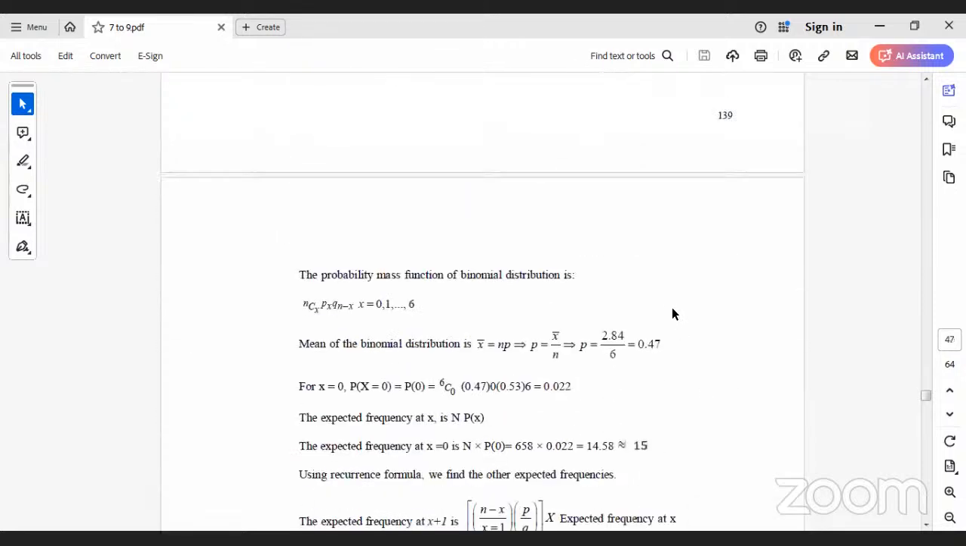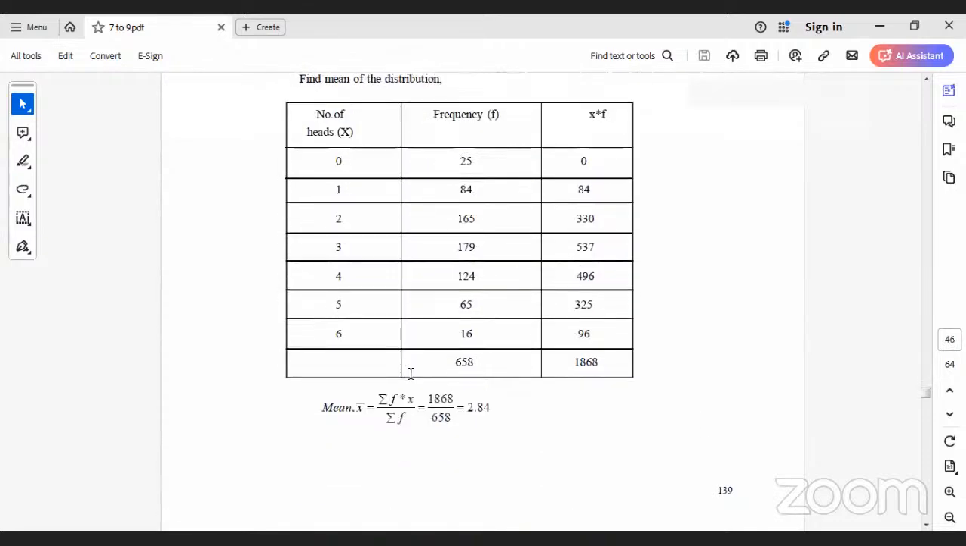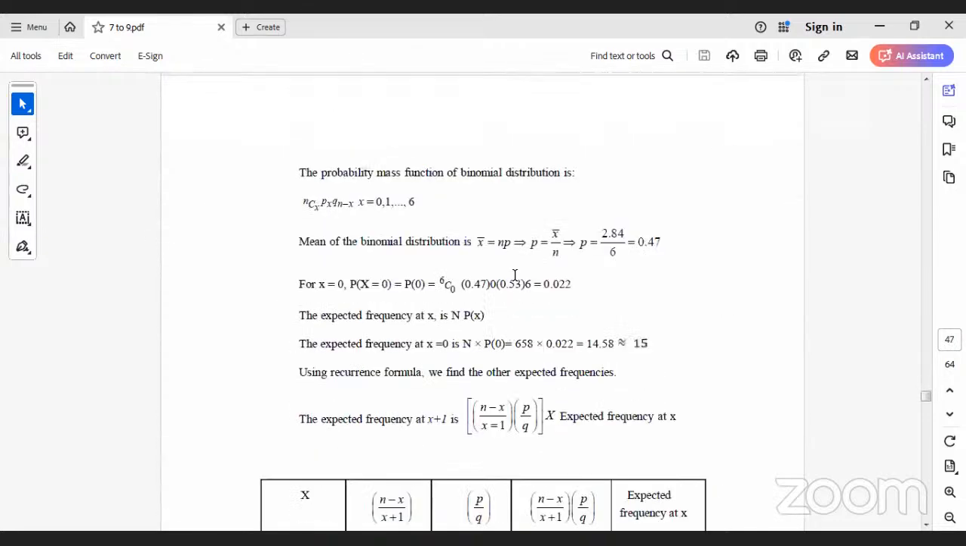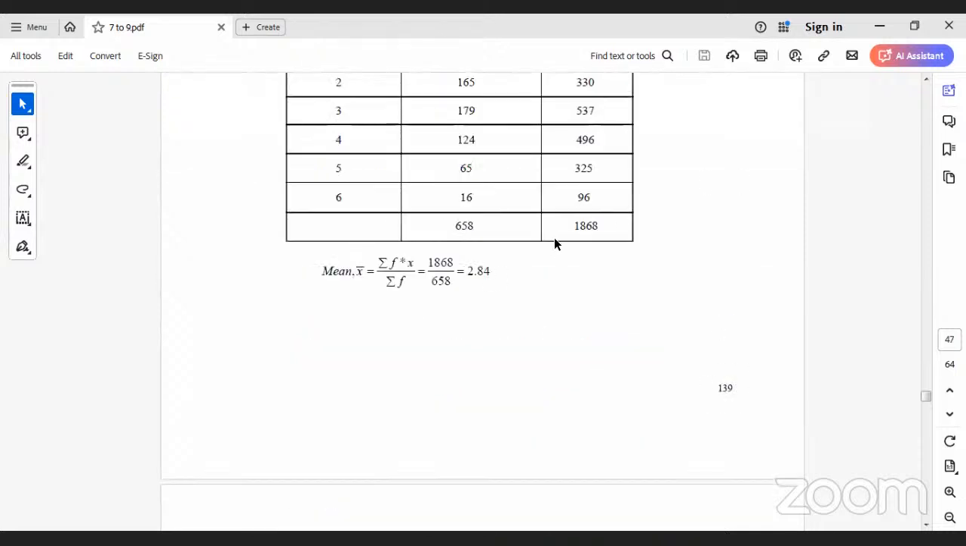The probability mass function of the binomial distribution is nCx p^x q^(n-x), where x is equal to 0, 1, 2, 3, 4, 5, 6. We go up to 6 because the number of heads given here is 6. So the mean of the binomial distribution, x bar equals np, so p is x bar by n, which is 2.84 by 6. This 2.84 is the value given here.